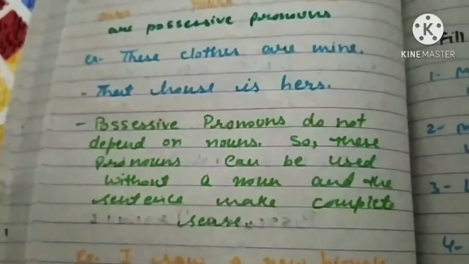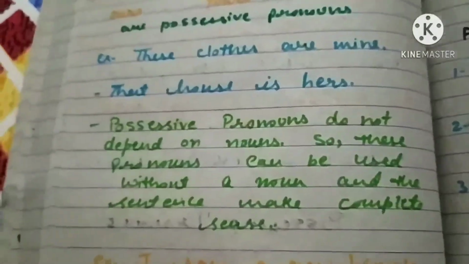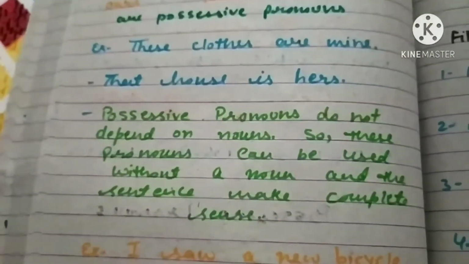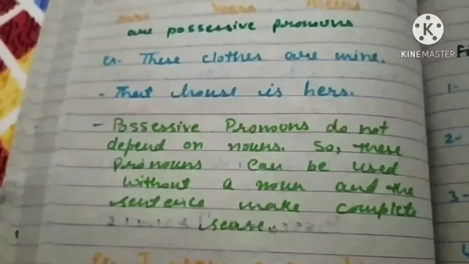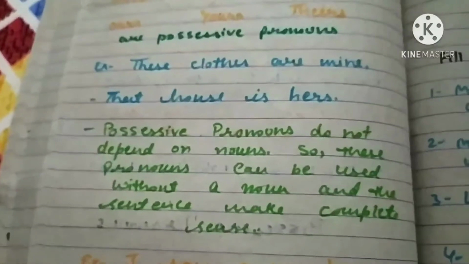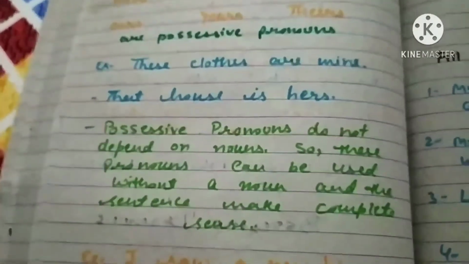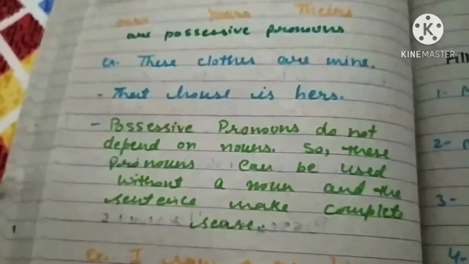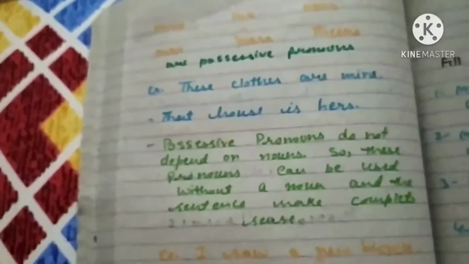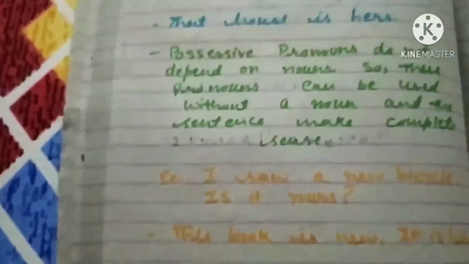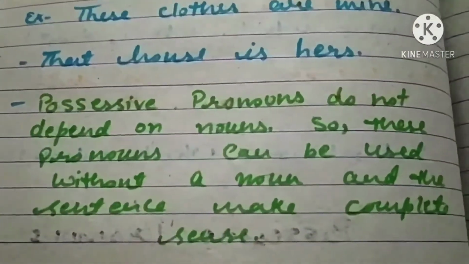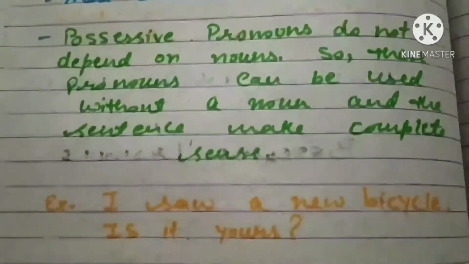Do all of you understand? So you can see the next example. That house is hers. In this example, hers is a possessive pronoun because this pronoun tells us that the house belongs to her. Thus it shows the ownership of the house. Here hers is a possessive pronoun and house is a noun. So you can see the possessive pronoun I already explained. You can read the examples.